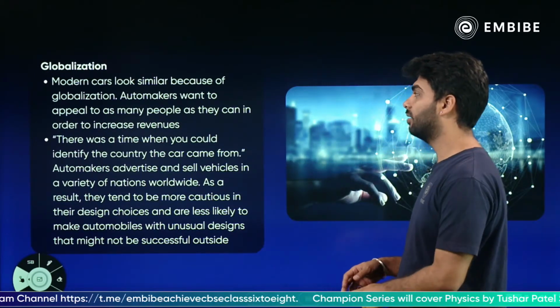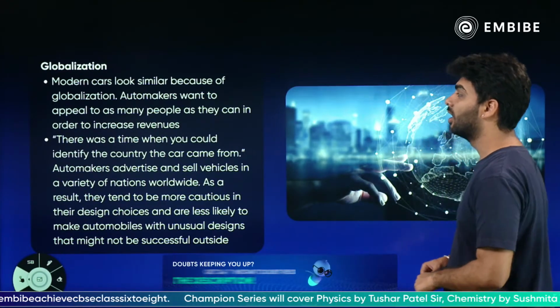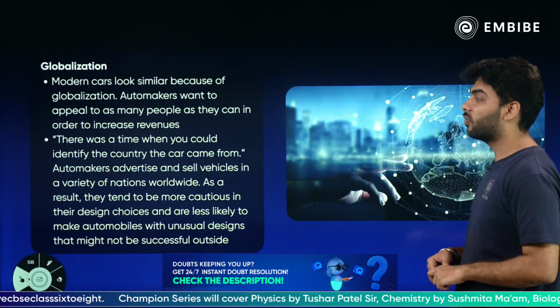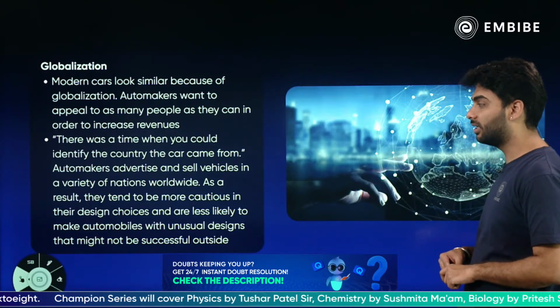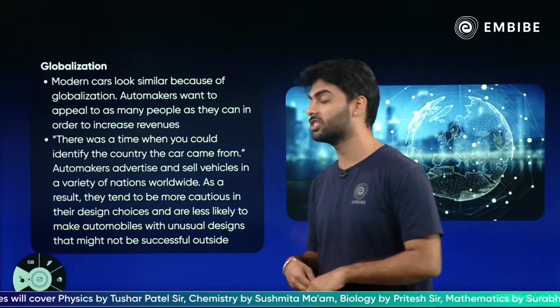Modern cars look similar because of globalization. Automakers want to appeal to as many people as they can in order to increase revenues. There was a time when you could identify the country the car came from. Automakers advertise and sell vehicles in a variety of nations worldwide.